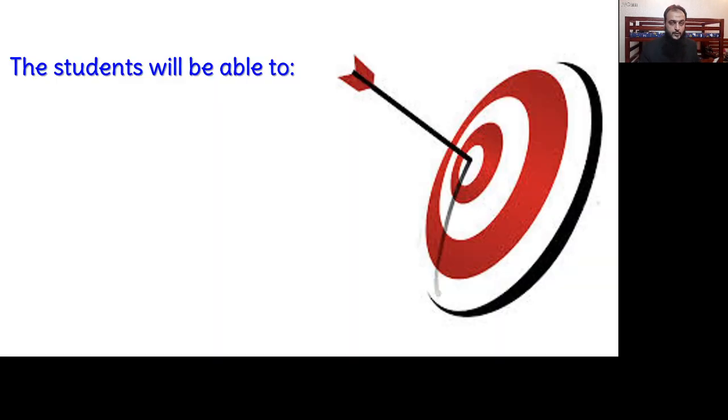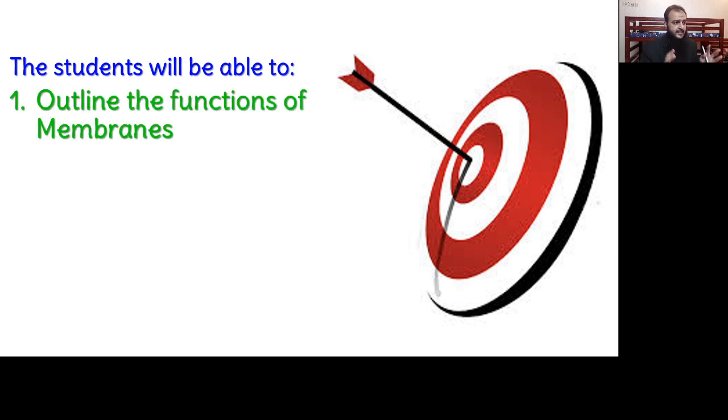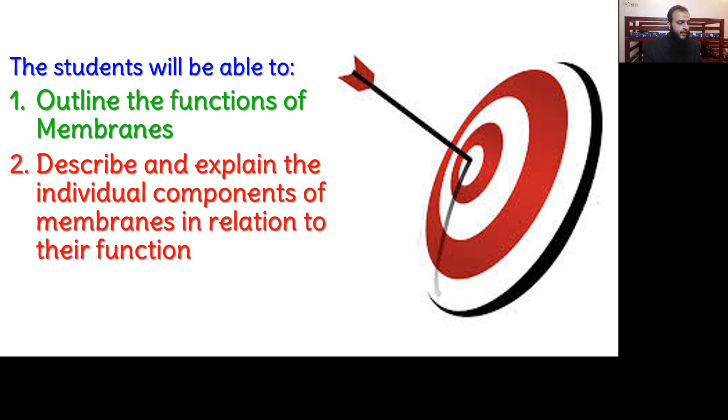So quickly, if you look at the screen, the first thing that you will be able to do after today's lesson is outline the functions of membranes in a general sense. Number 2, you will be able to describe and explain, and I really hope you understand the distinction between these glossary terms, description and explanation, the individual components of membranes in relation to their function. We're going to look at 5 of them.